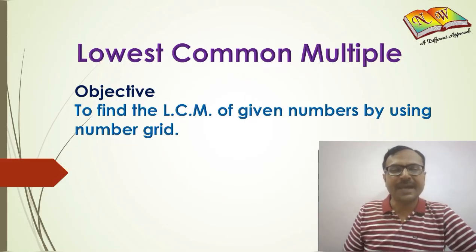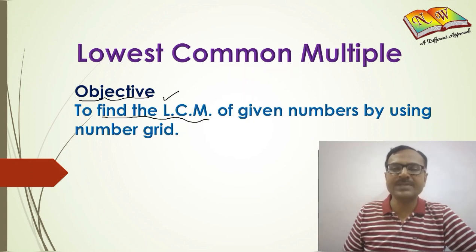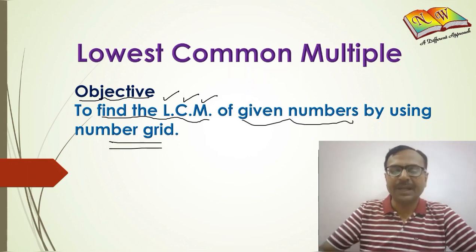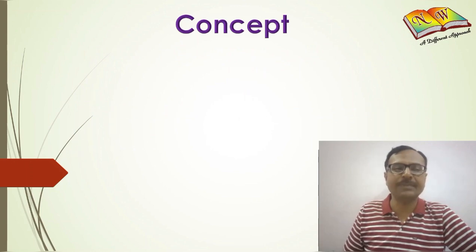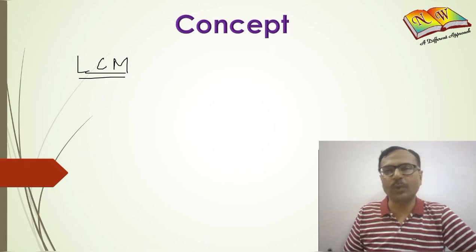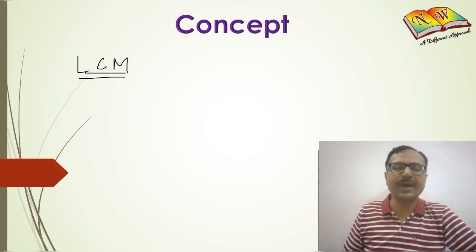The objective of this activity is to find the LCM, or the lowest common multiple, of given numbers by using a number grid. Let's first understand the concept of lowest common multiple or LCM of two or more numbers.